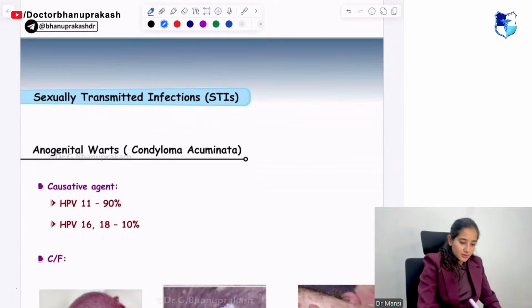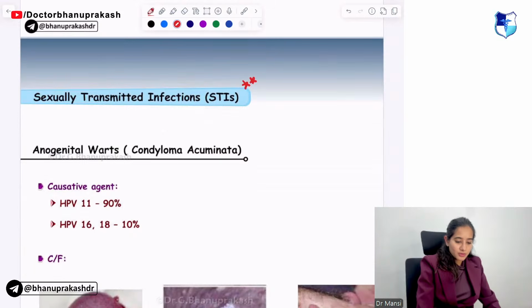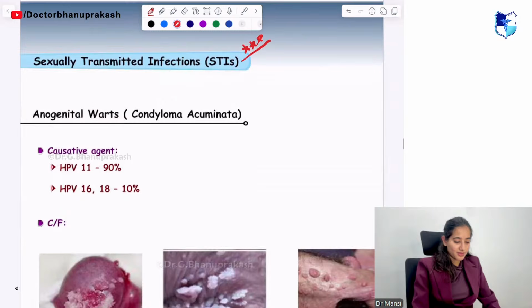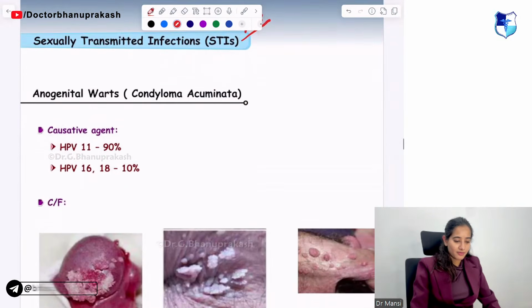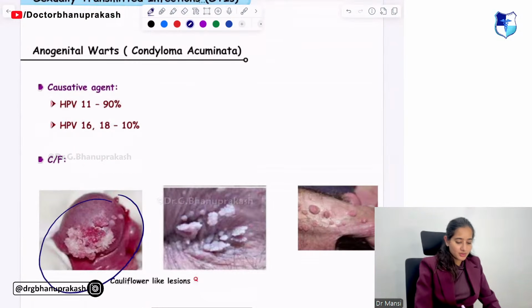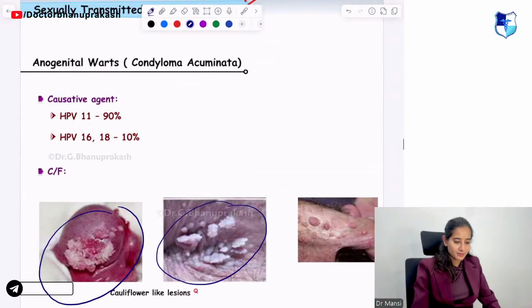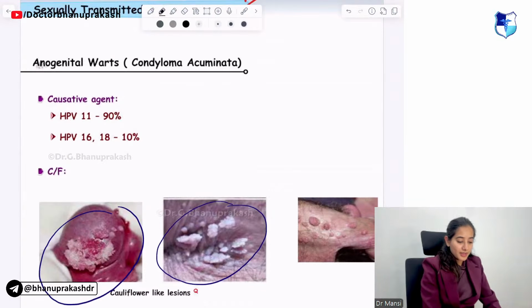Now we move to the most important topic in dermatology, which has been asked so many times that I can't tell you how important it is: the sexually transmitted infection. And in this image, you must have seen it so many times in your exam. So, what is this? Your anogenital warts.